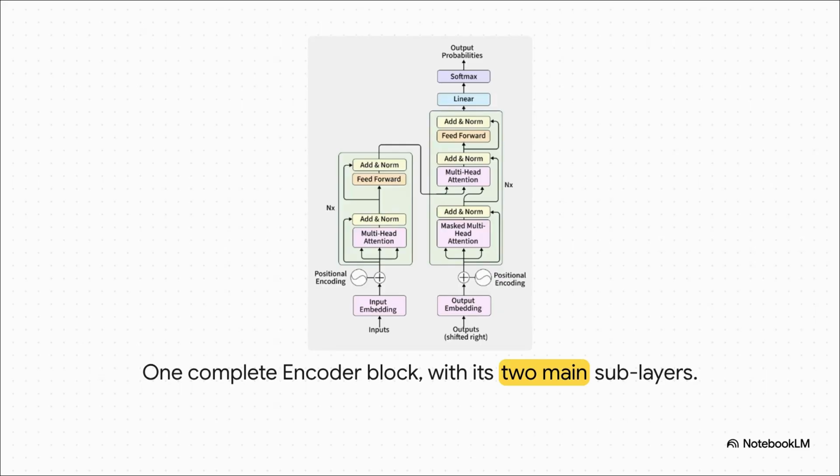Let's trace the journey. Our input vector comes in. First, it goes through the multi-head attention layer. Then it hits an add and norm layer. The result of that flows into our feed-forward network. And what comes after that? You guessed it, another add and norm layer. And that right there is one complete, fully functional encoder block.